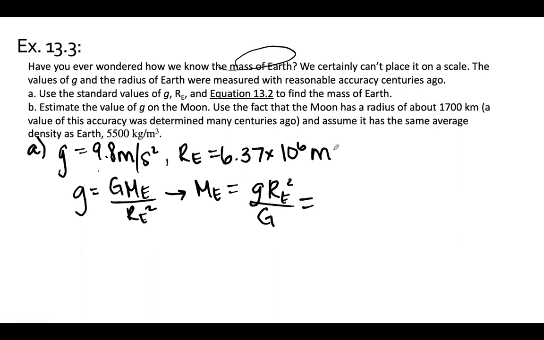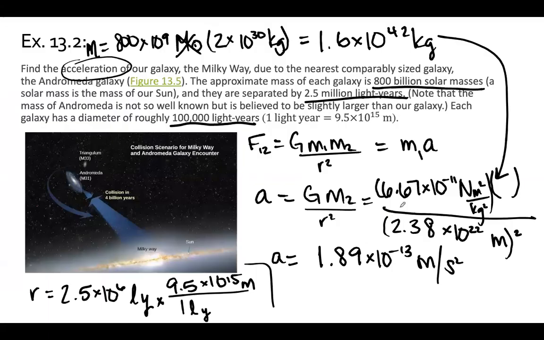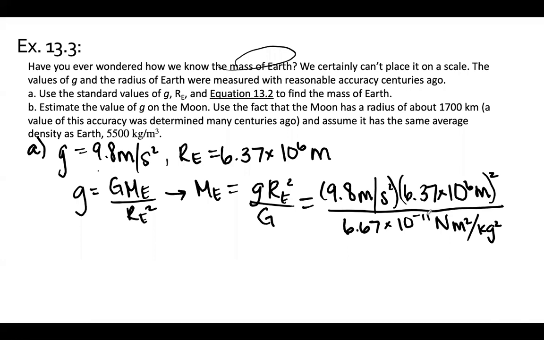Then we can go ahead and plug in our values. We have 9.8 meters per second squared times our radius of the Earth, which is 6.37 times 10 to the 6 meters, and we square that and divide it by big G, which was 6.67, I believe, times 10 to the negative 11th Newton meters squared over kilograms squared. Let me double check that value there. Yes.